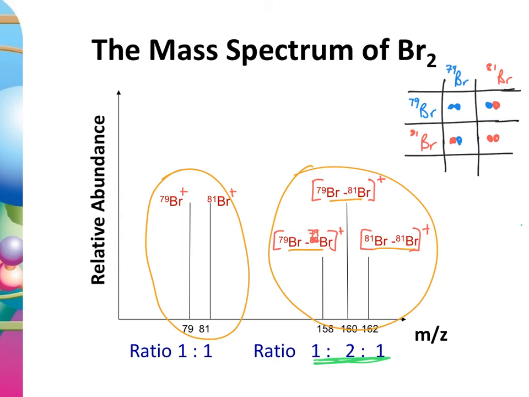So when you look at this, you can see that there are 4 possibilities. One possibility is bromine 79, bromine 79, but there are 2 possibilities of having a total of 160, of having an 81 and a 79, right? So there are 2 possibilities there. And then, of course, we have 1 possibility for 2 81s. So this is why we get that ratio of 1 to 2 to 1. Okay.